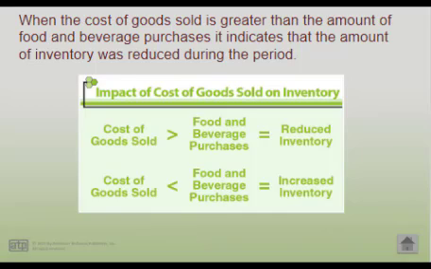When the cost of goods sold is greater than the amount of food and beverage purchases, it indicates that the amount of inventory was reduced during the period. Likewise, if the cost of goods sold is less than the amount of food and beverage purchases, it indicates that the inventory was increased during the period.